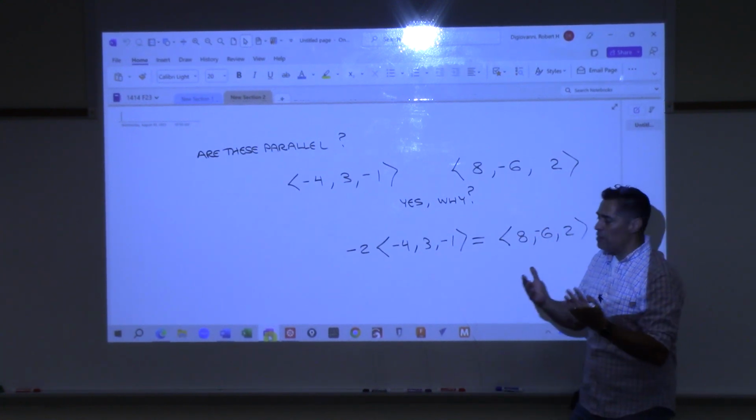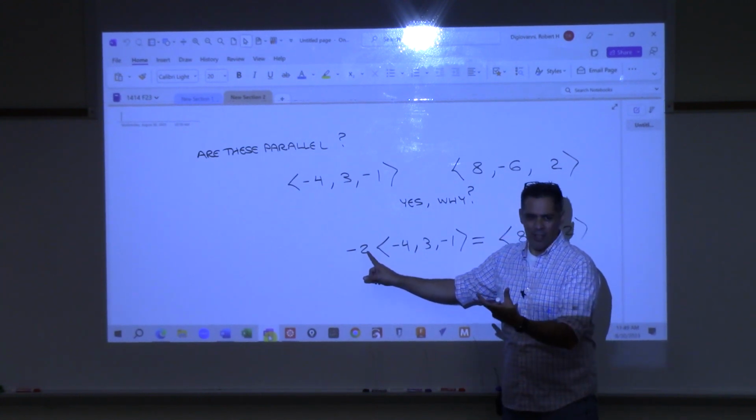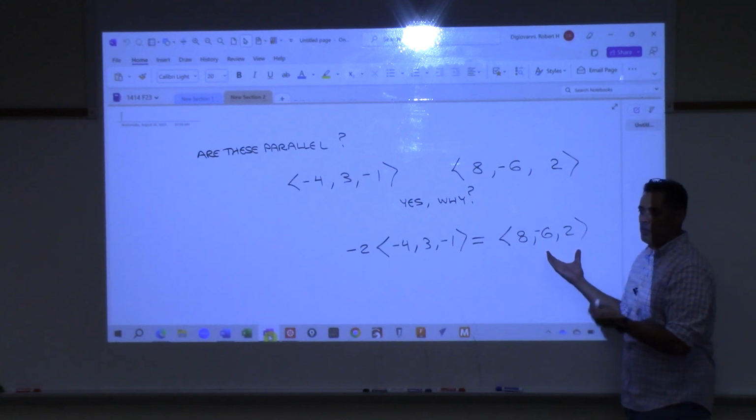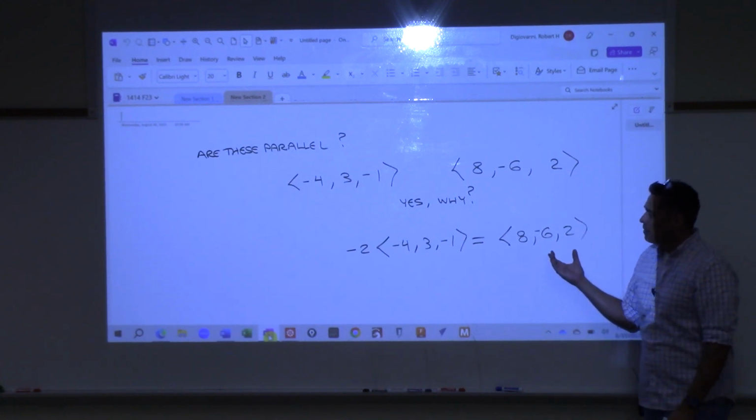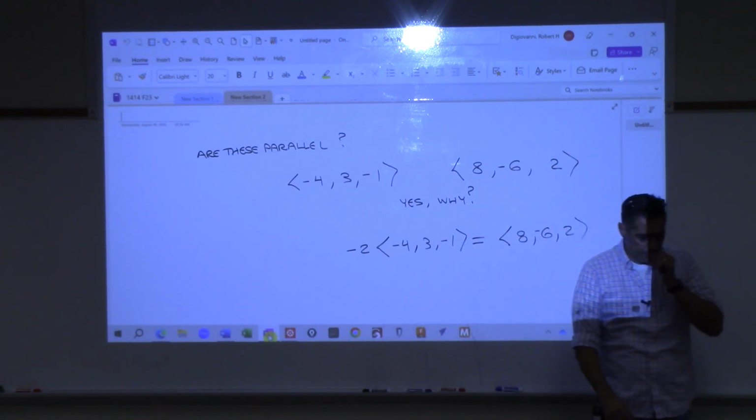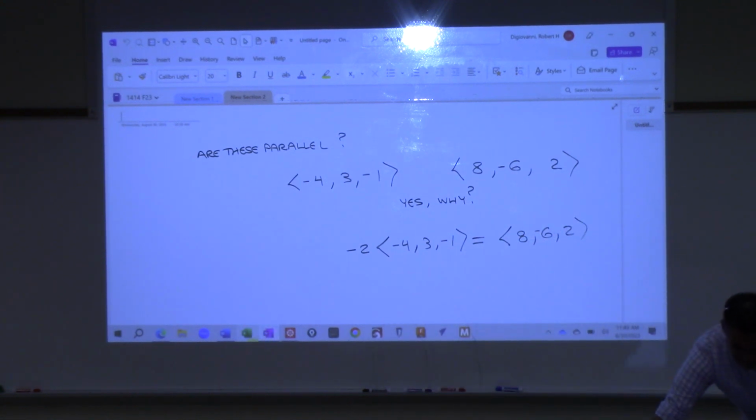So when you do scalar multiplication, what you're doing is almost like a distribution. You're multiplying it through to each of the components. And that's what the new vector becomes. So that's the scalar multiple, right? Is that clear? Okay.